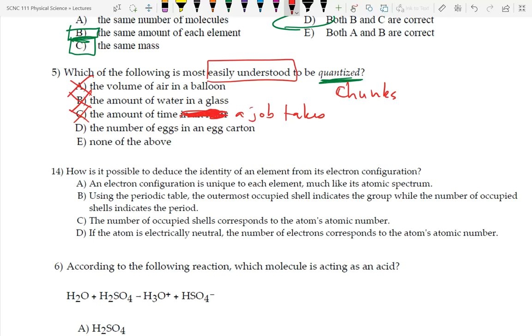We're down to it's either D or E. What do you say? My ears could not differentiate between if you said D or E. D is correct, because you'd have 1 egg, 2 egg, 3 egg, 4 egg. You're not going to have 1.625 eggs in the carton. And so that is the most easily understood as quantized.